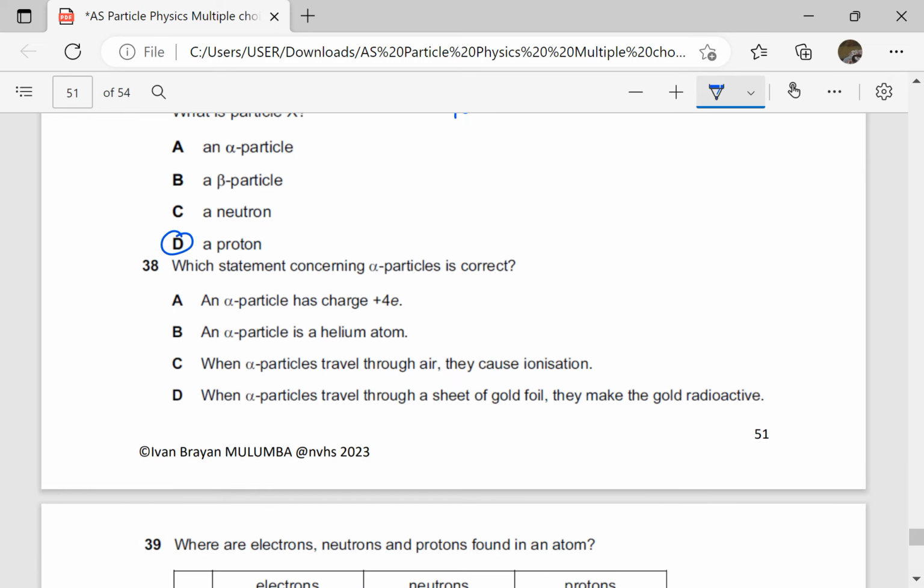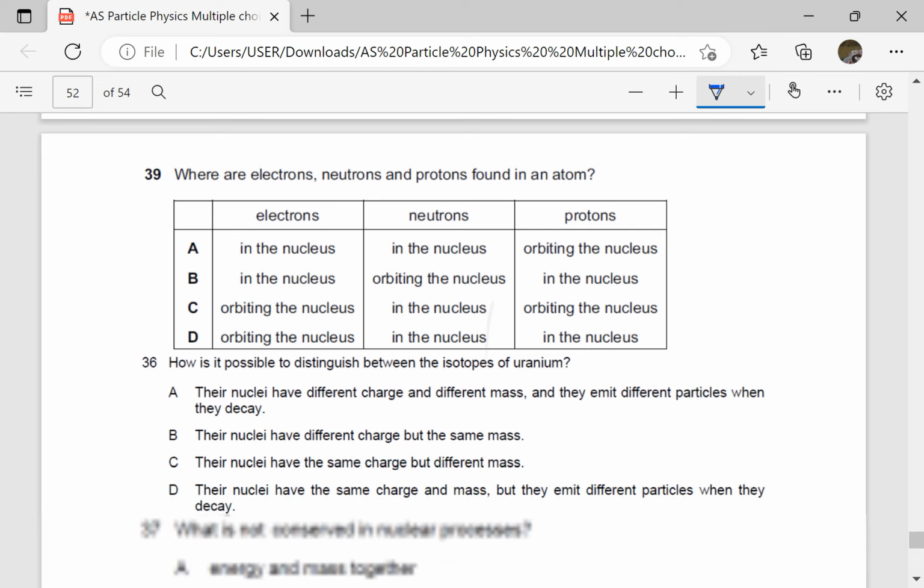Which statement concerning alpha particles is correct? Charge positive 2e, that is not true, it is positive 2e, not 4e. An alpha particle is a helium atom, not true, it is a helium nucleus. When alpha particles travel through air, they cause ionization. That is true. So the answer is C. When alpha particles travel through a sheet of gold foil, they make the gold radioactive. That is not true.